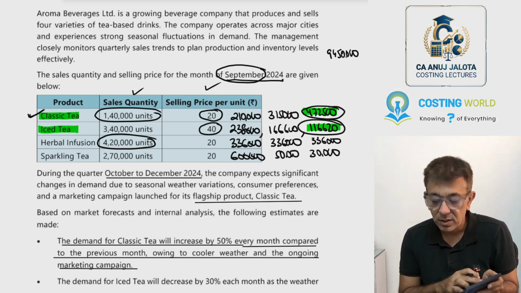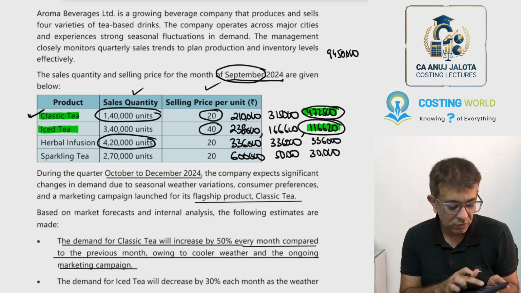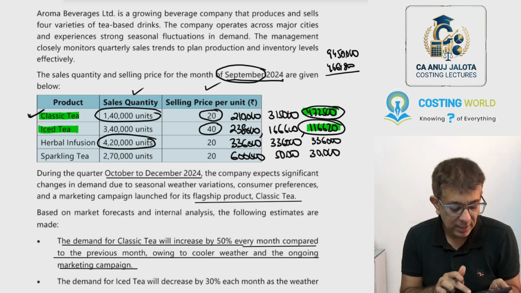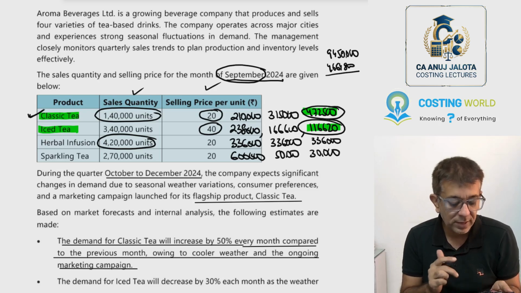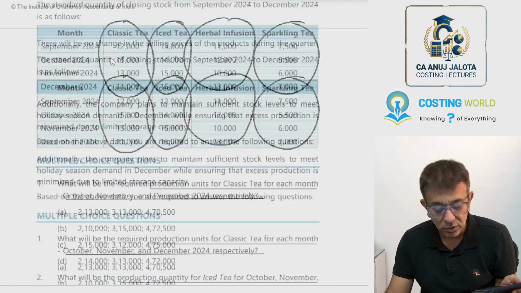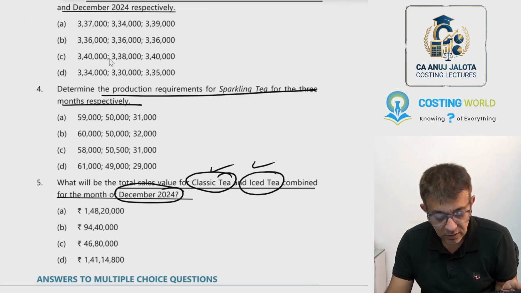Yeah. The other one, 116620 into 40. 46,64,800. Add it over, 94,50,000 I'm adding. 14,11,4800. Just a sec. Is there an answer like this?